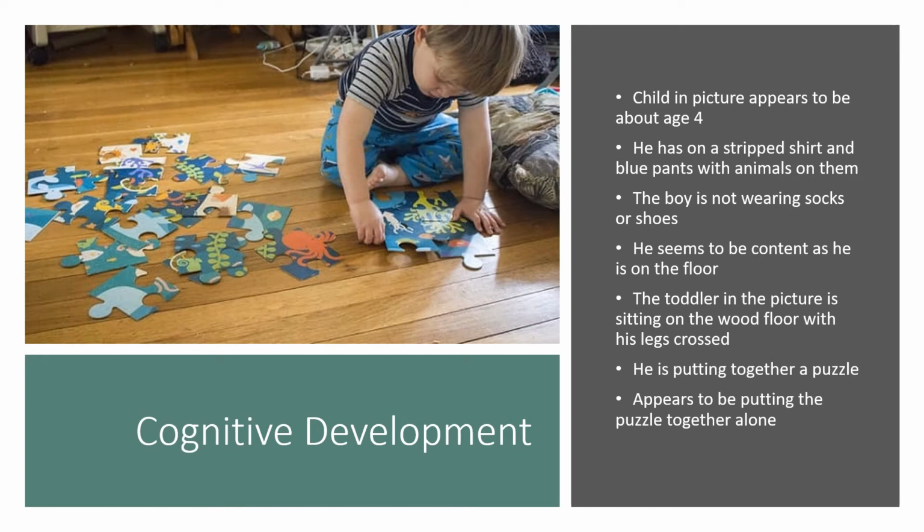As you take a look at this picture, the child appears to be about age 4. He is wearing a striped shirt with blue pants. The boy is not wearing any socks or shoes. He also seems to be content as he is alone on the floor. The toddler in the picture is actually sitting on a wood floor with his legs crossed. He appears to be putting together a puzzle, and this is a display of cognitive development.